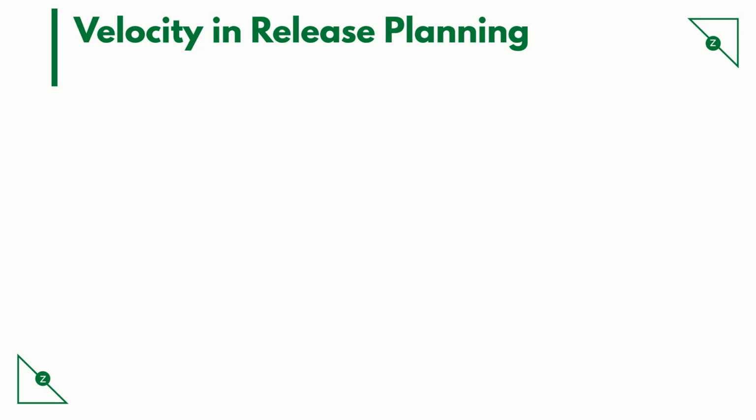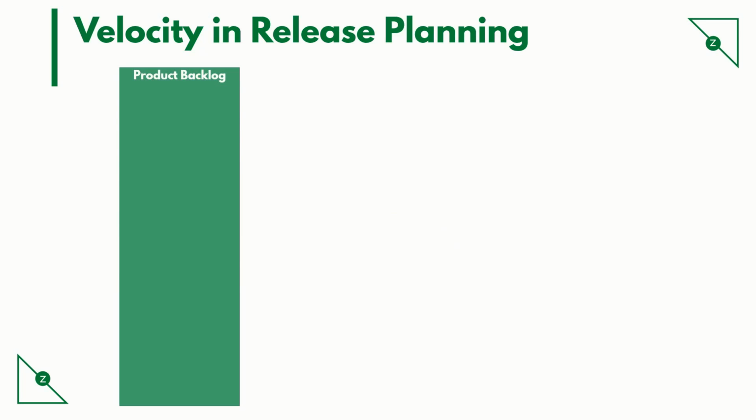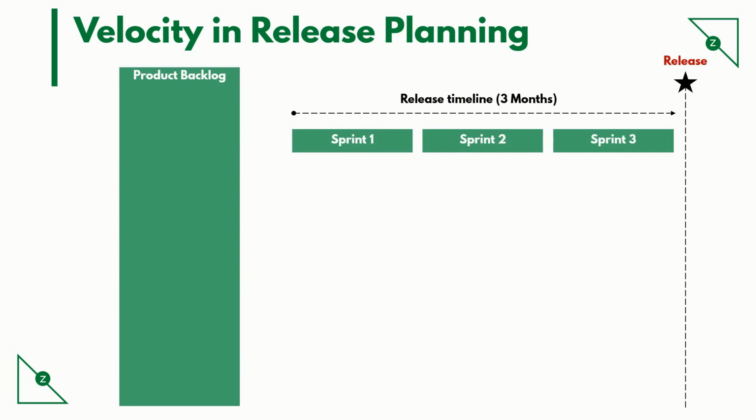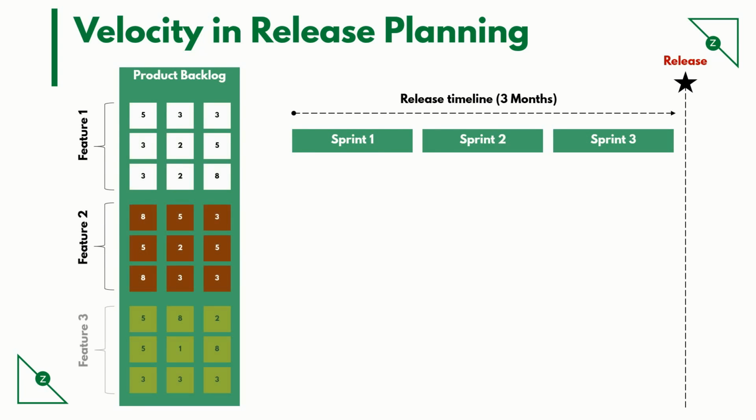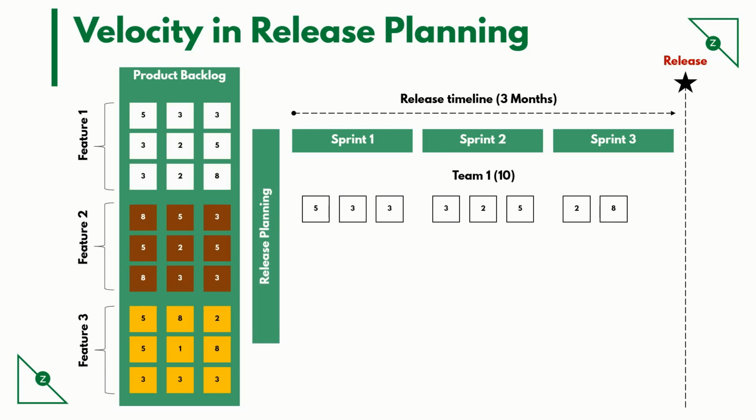Now, as promised, we will revisit release planning here with respect to story points. It's the same product backlog that we discussed. We have a 3-month timeline and we are planning for 3 sprints. Now, all the stories in the feature are marked with their respective story points. Now that I know the velocity for every team, I can plan the stories accordingly.